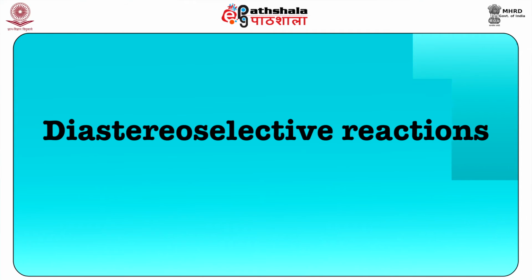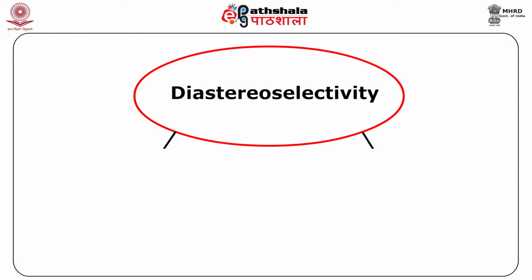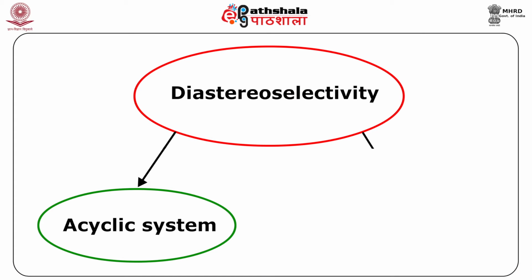Diastereoselective reactions. Diastereoselectivity can be in the acyclic system or the cyclic system. Looking into the acyclic system, acyclic molecules are conformationally more mobile than cyclic ones. The first rationalizations of asymmetric induction were worked out for reactions in acyclic systems, for example Cram's rule and Prelog's rule. We separately discuss this topic in the forthcoming modules.